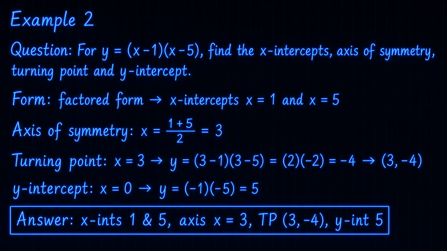Example 2. y equals (x minus 1)(x minus 5). This is factored form, so it hands us the x-intercepts, x equals 1 and x equals 5. The axis of symmetry sits halfway between them. 1 plus 5 is 6, over 2 is 3, so x equals 3. To find the turning point, pop x equals 3 back in. 2 times minus 2 is minus 4, so the turning point is (3, minus 4). And the y-intercept at x equals 0 is 5.